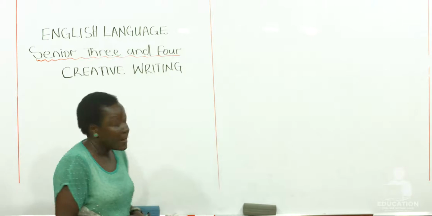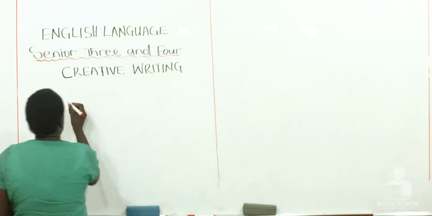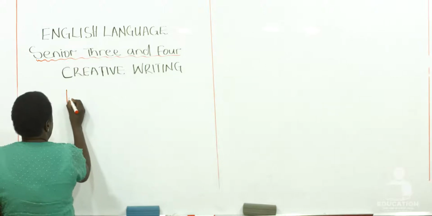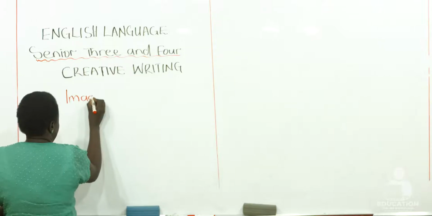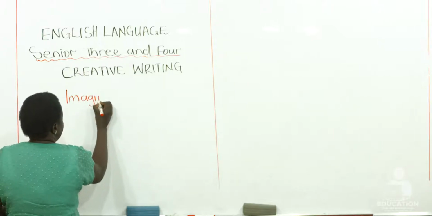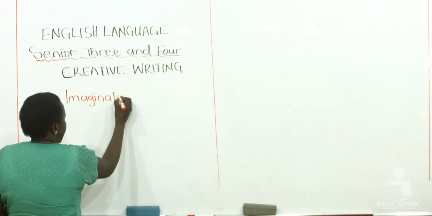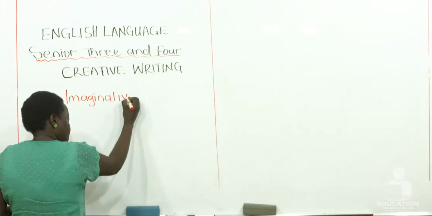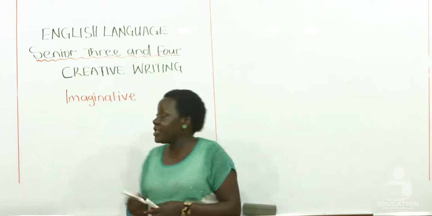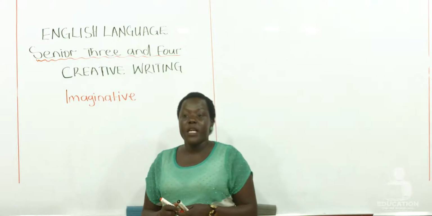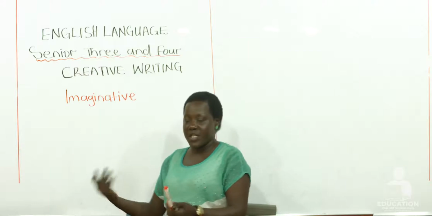Write it with me. It is spelled I-M-A-G-I-N-A-T-I-V-E. Imaginative. This word imaginative is from the word images or imagine, to imagine something or images.